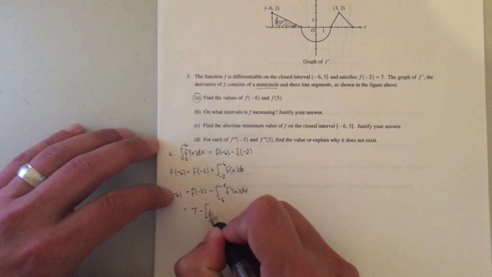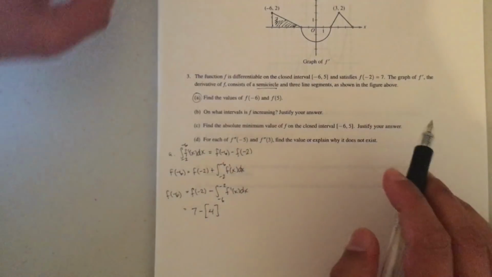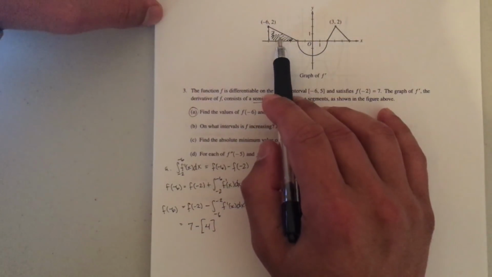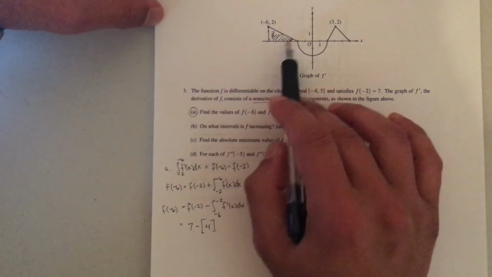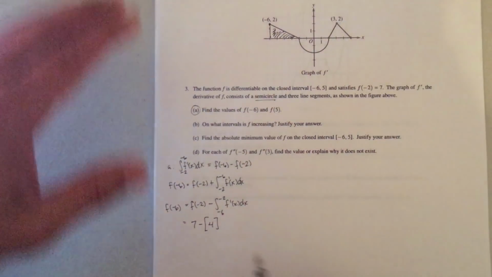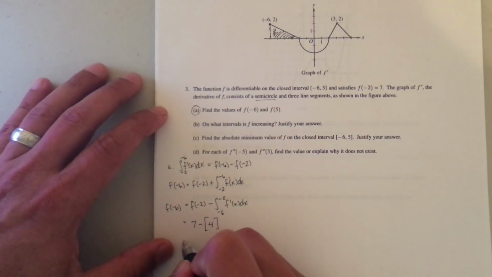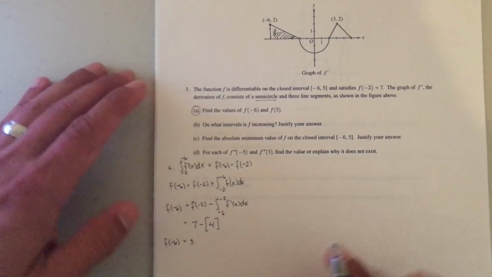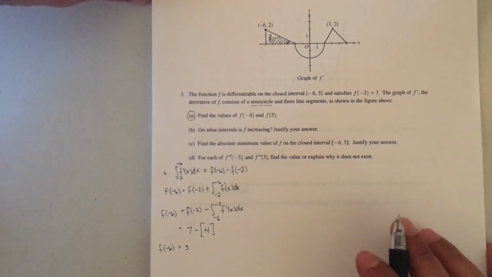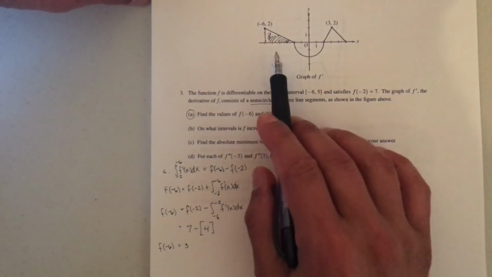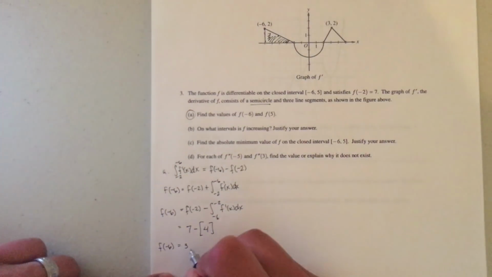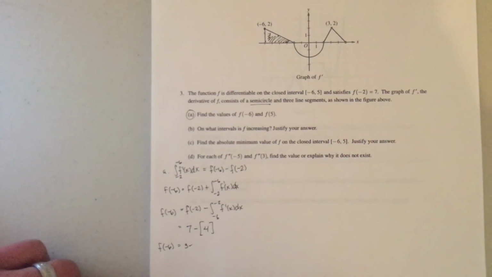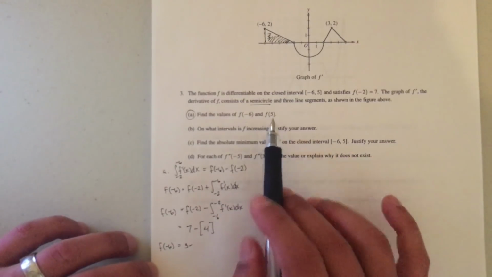Okay, now remember, because it is above the x-axis, it's positive. So then 7 minus 4 is 3. Okay, and actually I shouldn't say the area. The area is always positive. The integral is positive because it's above the x-axis. Okay, so boom, we got it. F of -6. So now I have to do the same thing for f of 5.